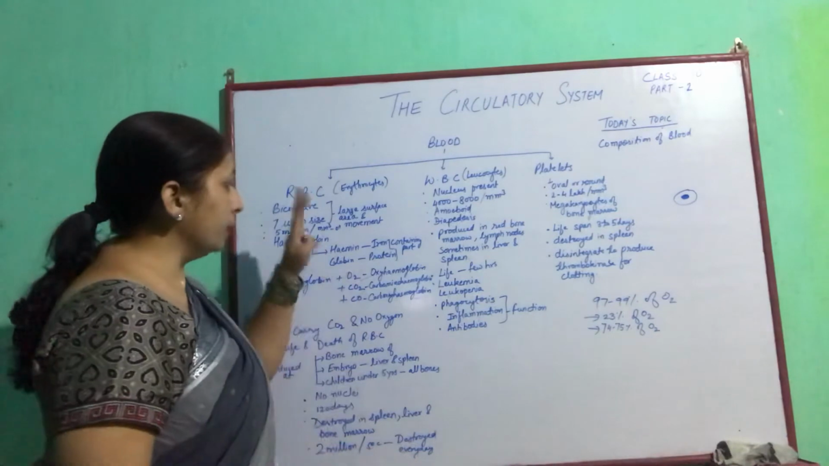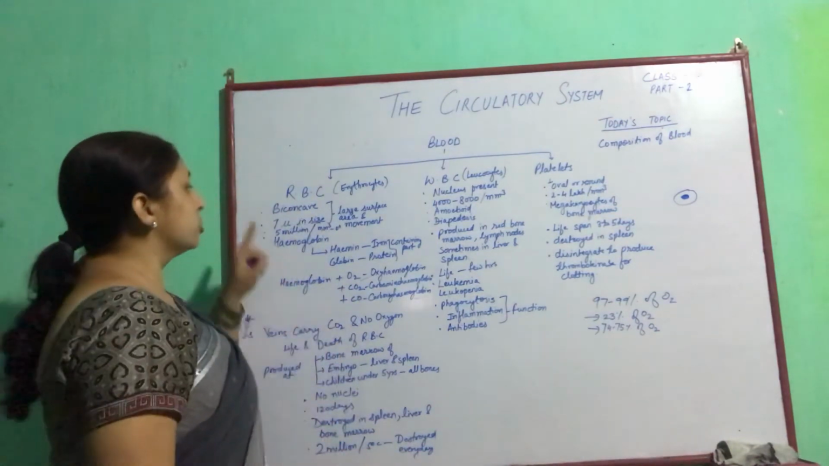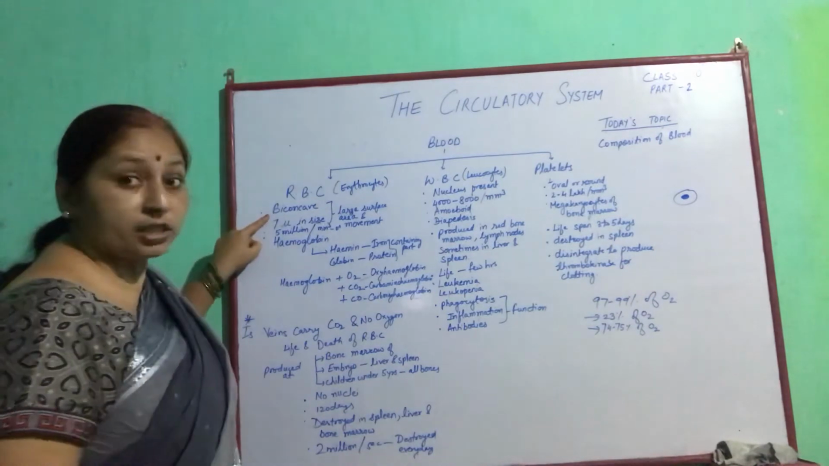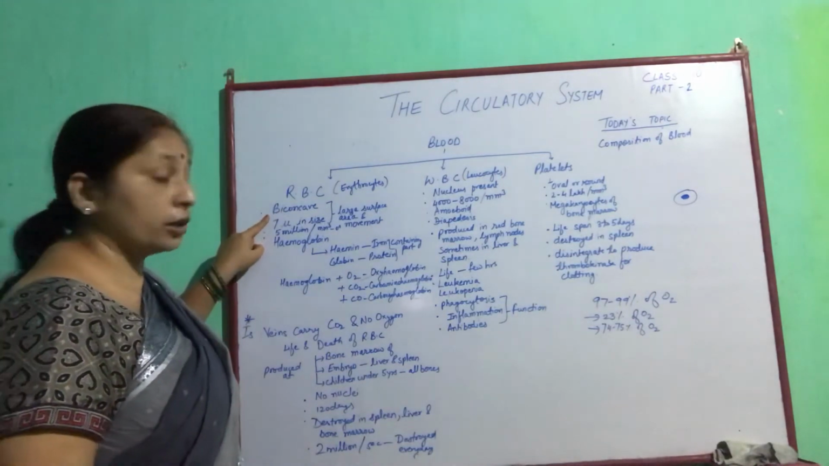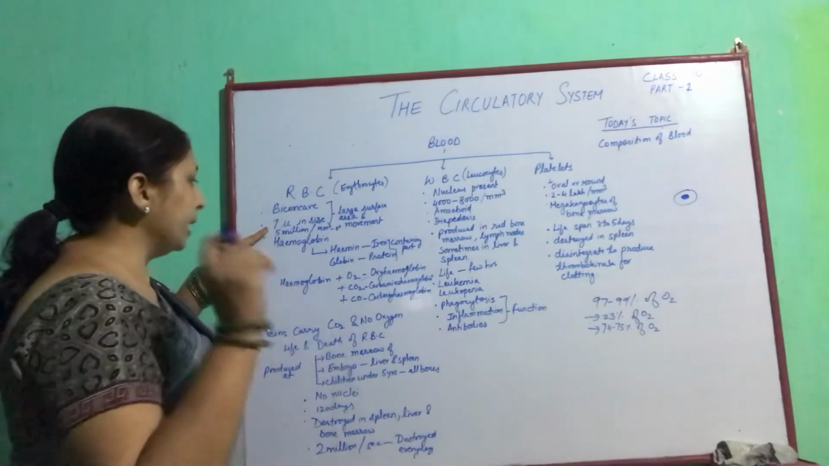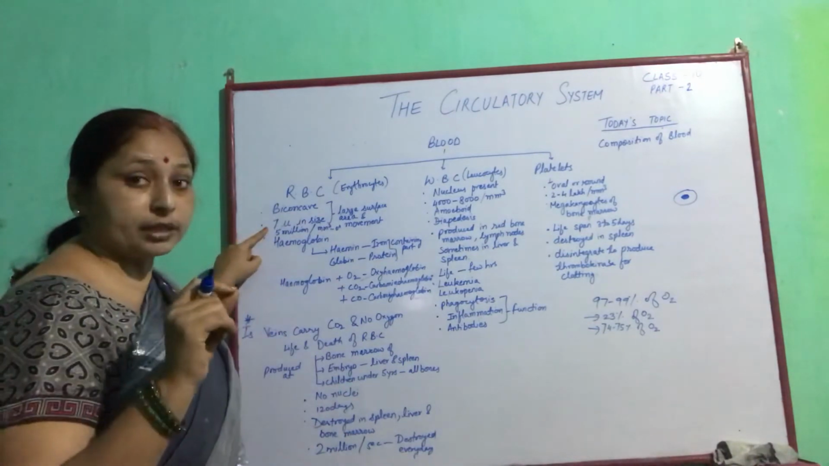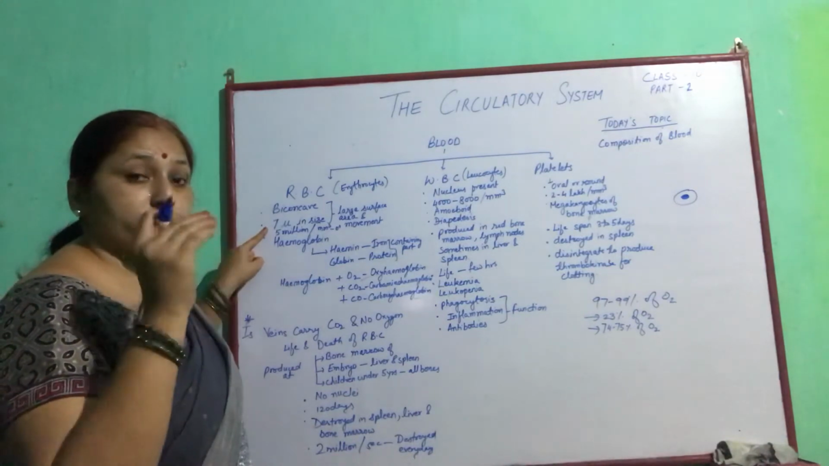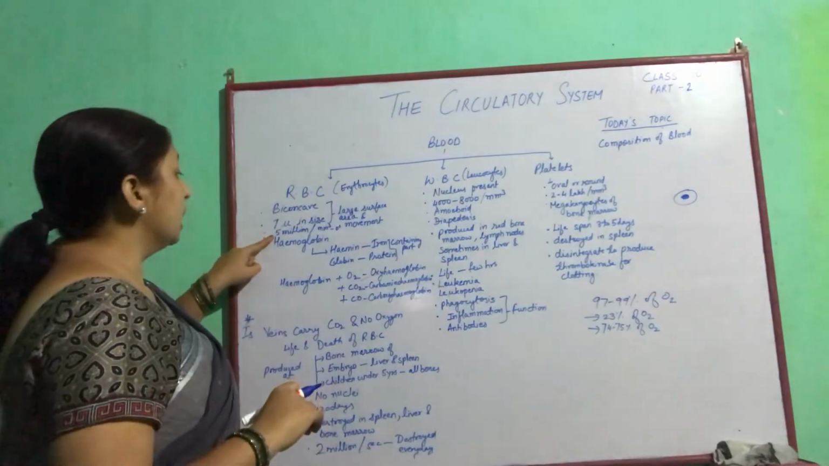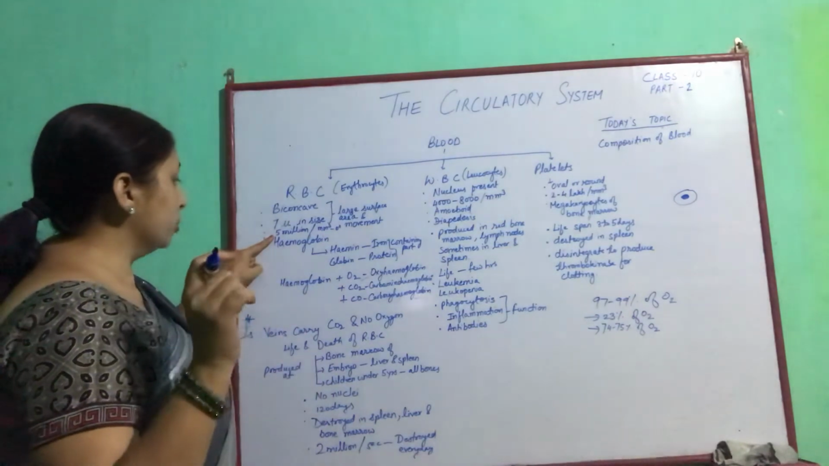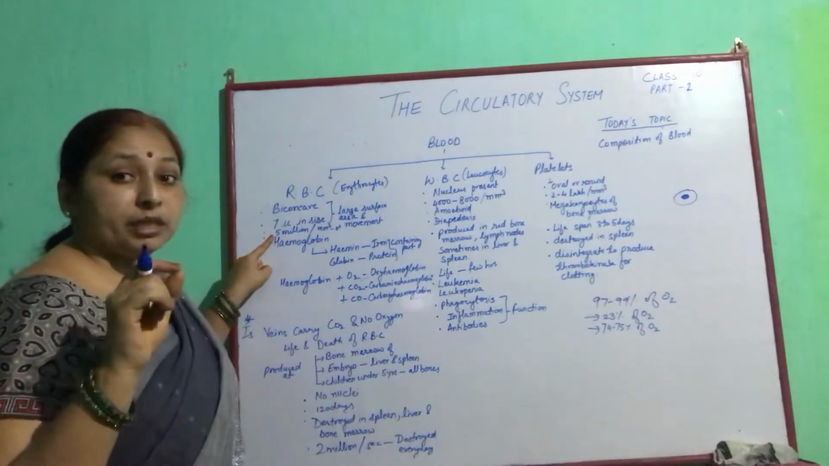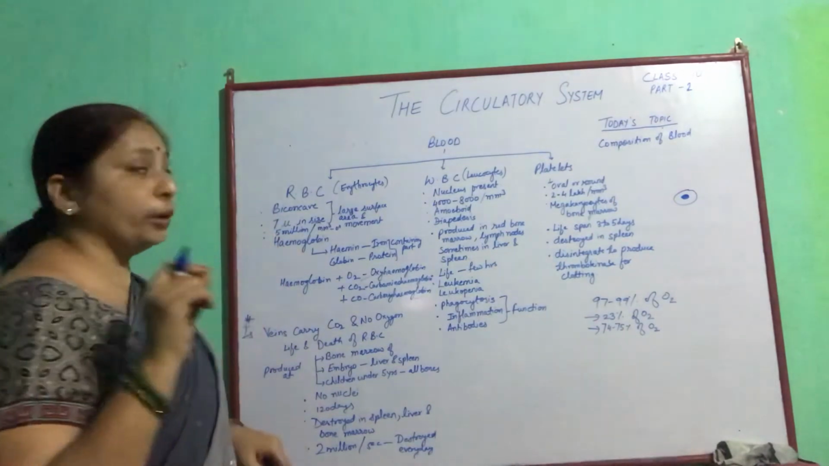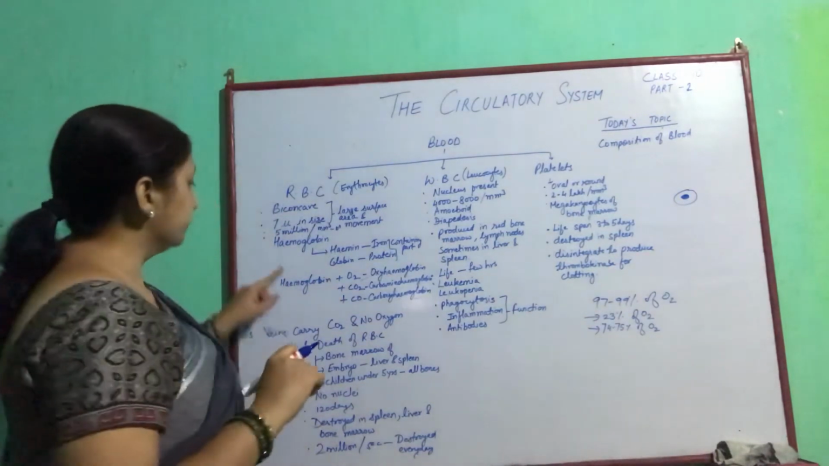So this is all about the RBC. I am repeating. The structure is biconcave to provide a large surface area for absorption of oxygen. The size is very minute, 7 micron, to facilitate the movement of RBC through the narrow vessels. The amount is 5 million RBC per millimeter cube in a male, and 4.5 million in females.